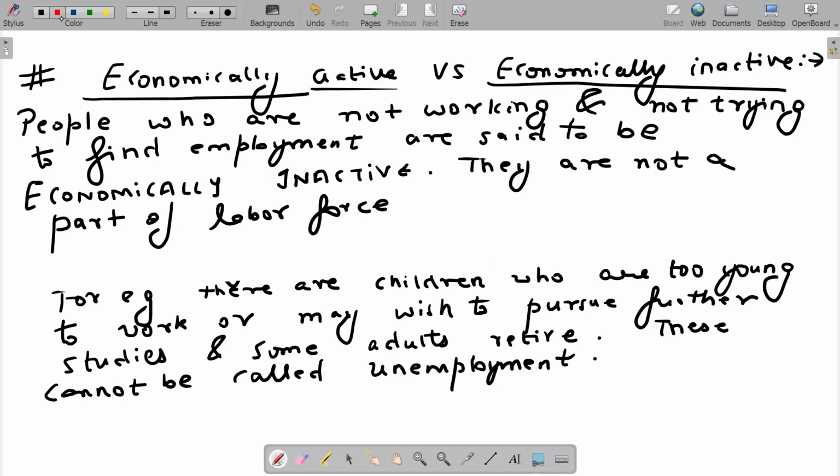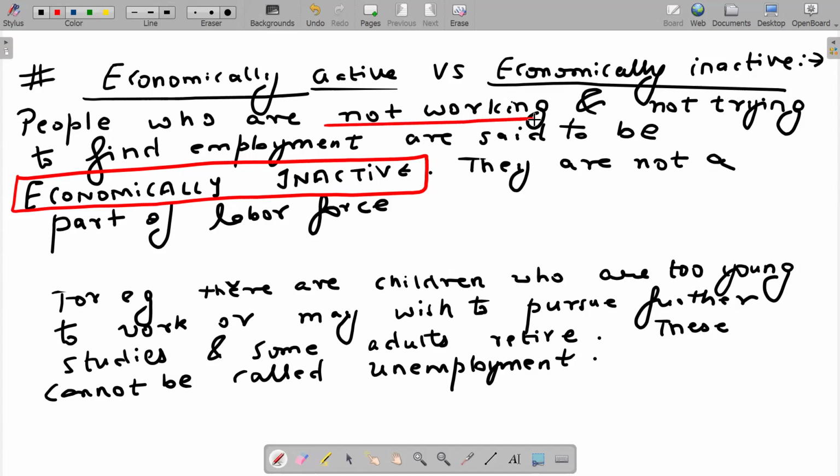I repeat, economically inactive are those people who are neither working nor trying to look for work. They are not working and they don't want to work. For example, kids, for example, older people. They don't want to work. Okay? So technically, they are not a part of the labor force. Labor force only includes economically active people. That means those people who are able and willing to work.